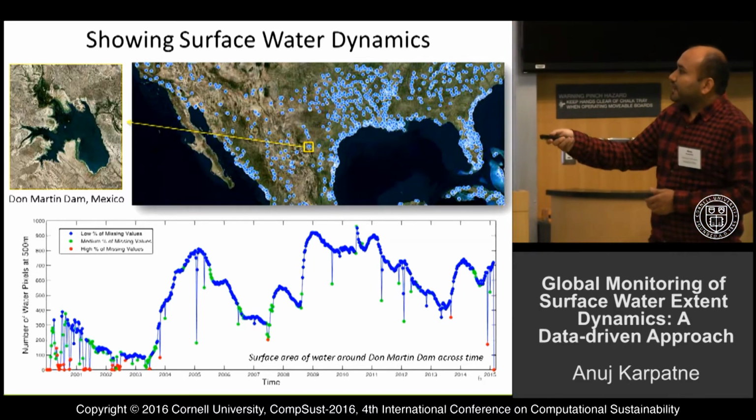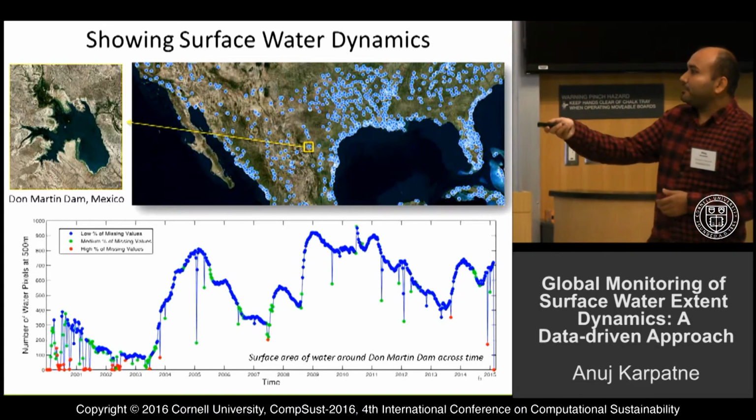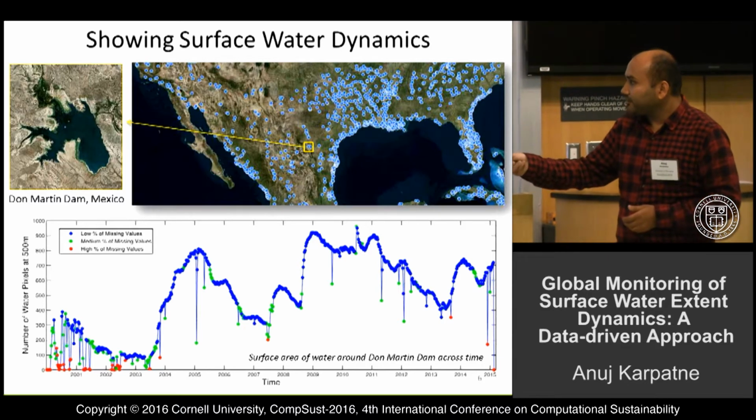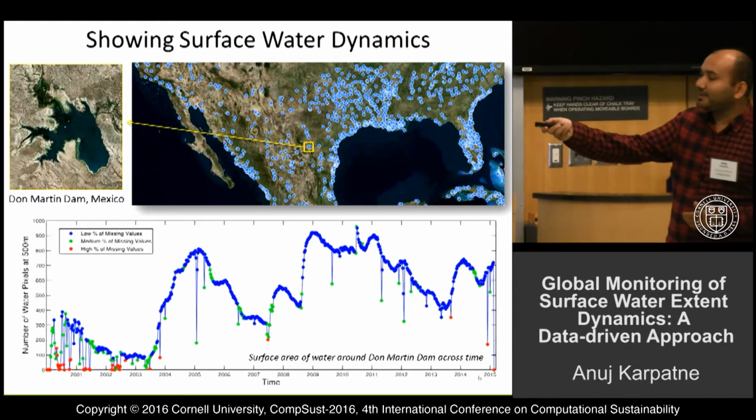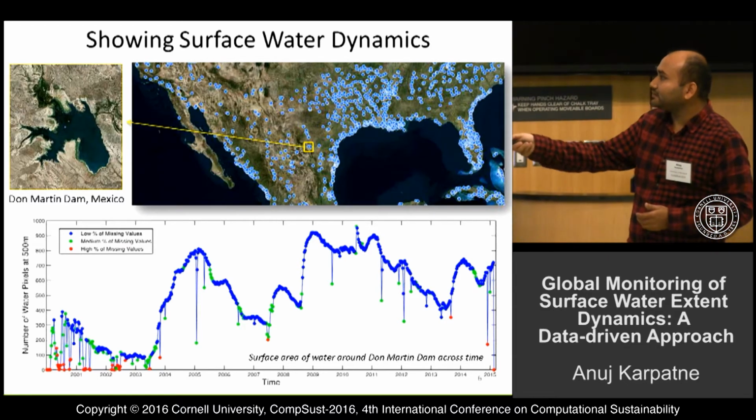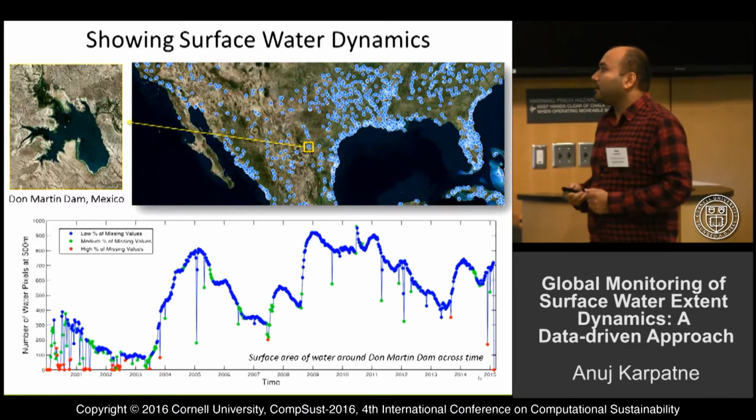So in this time series, we can start to see some very interesting patterns of change. For example, in the first 3 years, there is a decline in the surface area, and then it increases, and then it goes up and down over time.